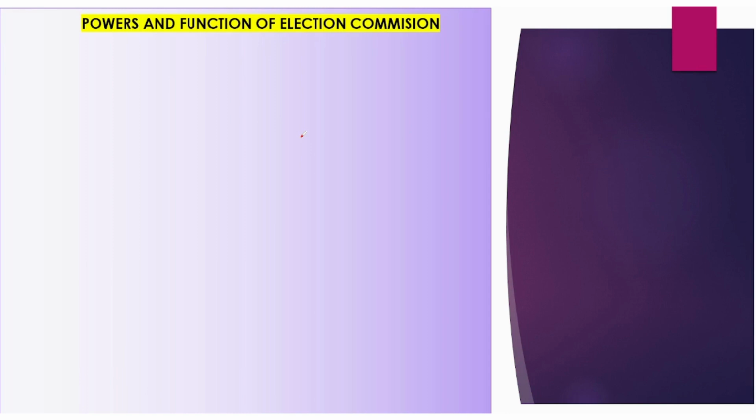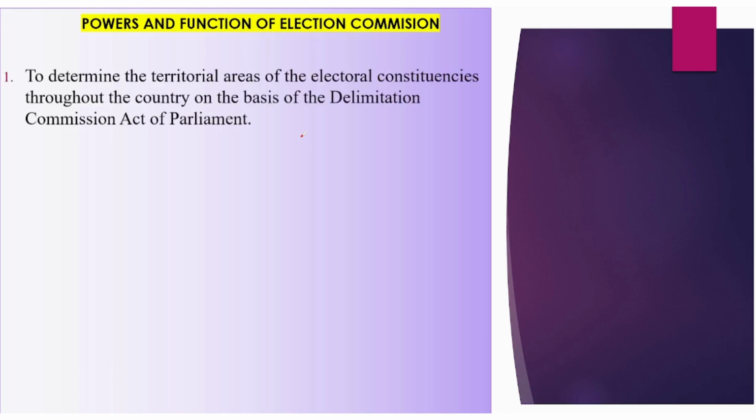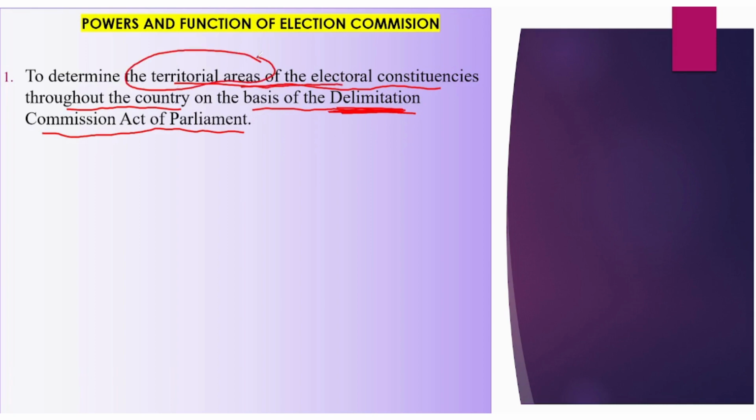See, the first is to determine the territorial areas of electoral constituencies throughout the country, on the basis of the Delimitation Commission Act of Parliament. Okay, there is a commission called the Delimitation Commission. What is the function of the Delimitation Commission? It will determine the territorial areas in the country for the electoral constituencies.